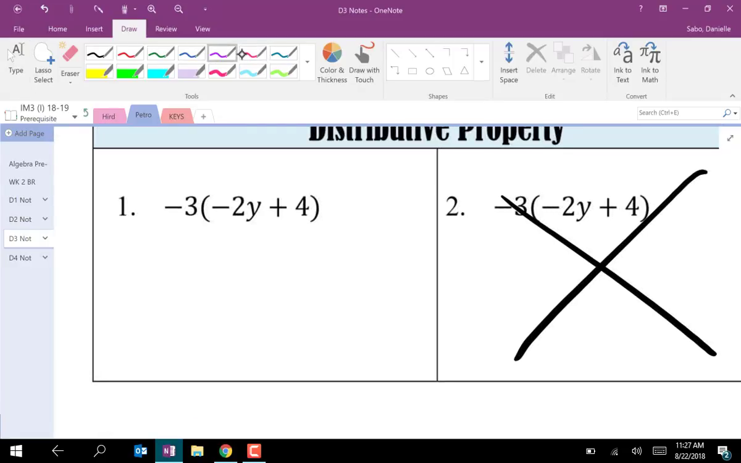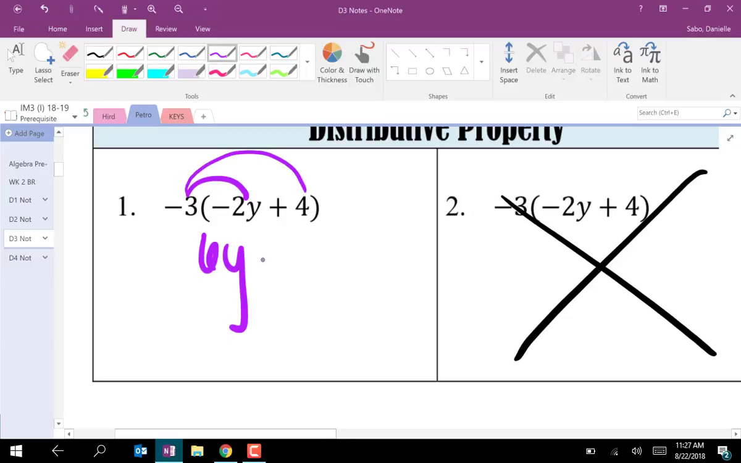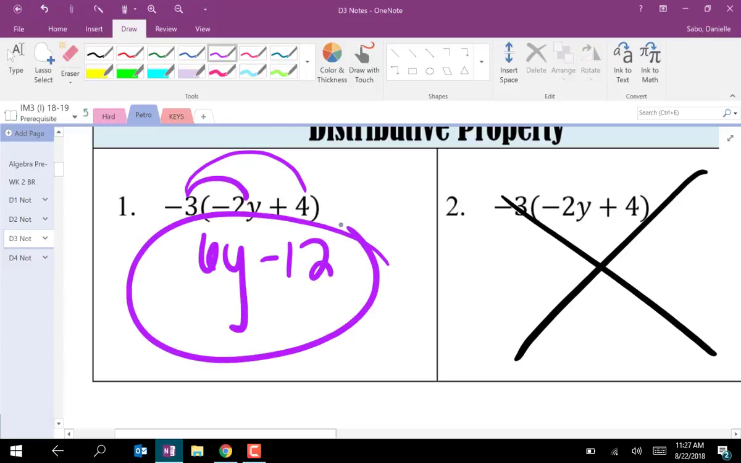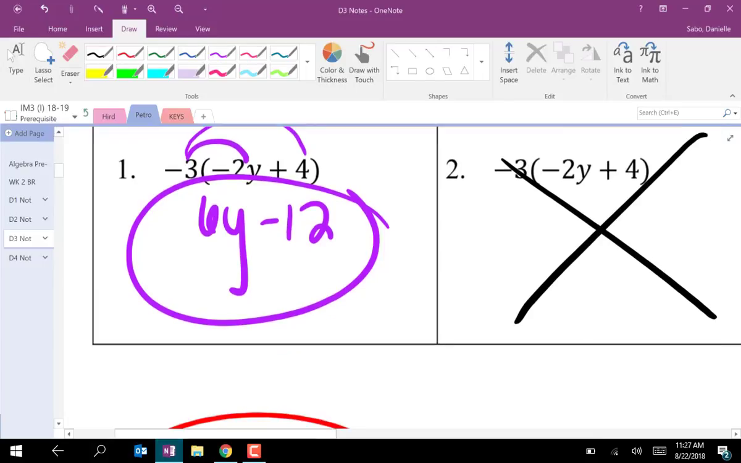Okay, so when you see a number outside a group or a parentheses, you're going to distribute it and multiply to each and every single term. So what's negative 3 times negative 2y? 6y, good. So remember, a negative and a negative is going to make a positive. So then I have negative 3 times a positive 4. Negative 3 times negative 12. And there's no y, so we're done. Negative 3 times a positive 4. Okay, so that's just the distributing part. When you distribute in, you're just really multiplying. That's all you're doing.